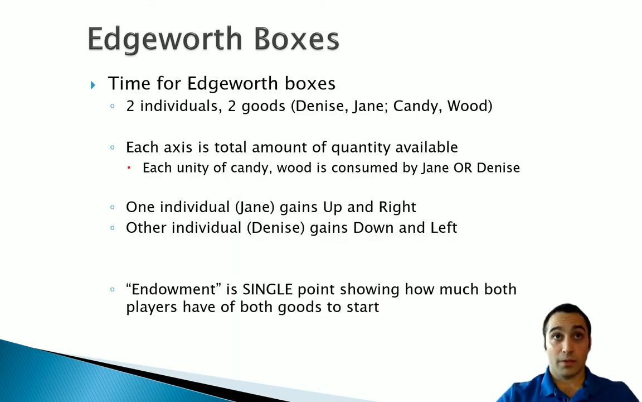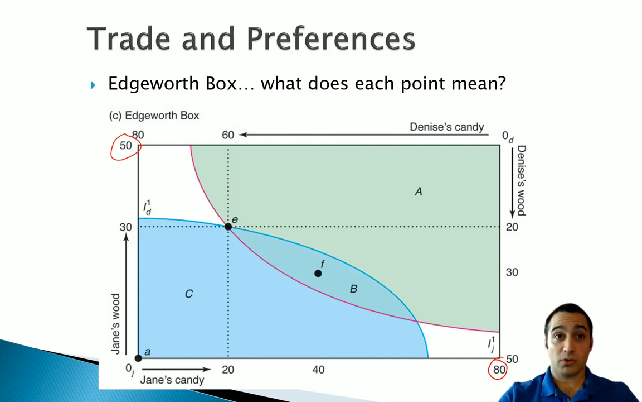Next, you will note that Jane improves her situation by moving up and to the right. Right? As we move up, Jane gets more wood. As we move right, Jane gets more candy. Conversely, Denise gets better off by moving down and to the left. Denise gets more wood by moving down, and she gets more candy by moving left.